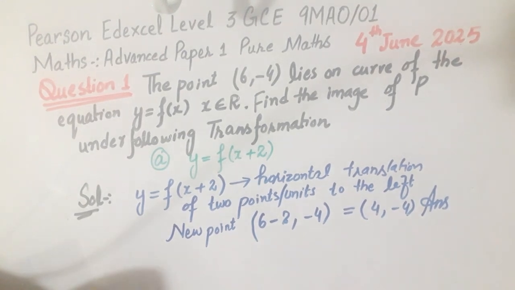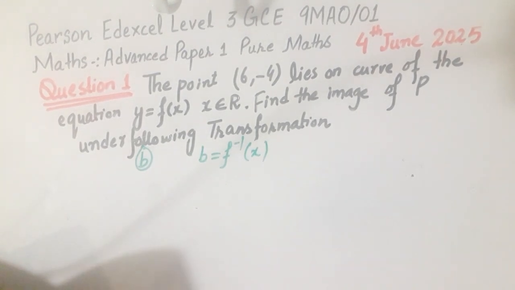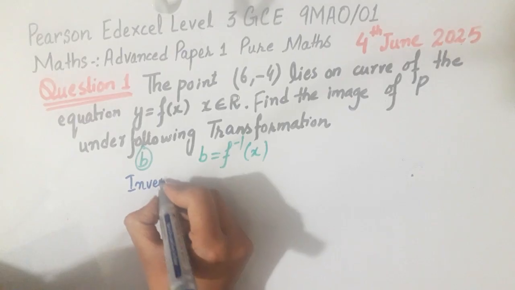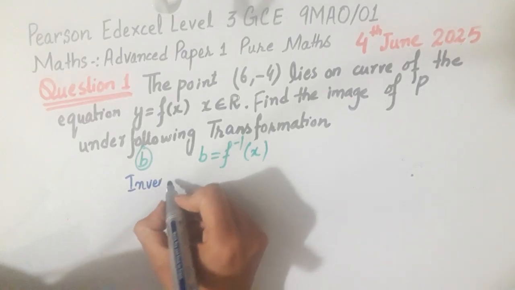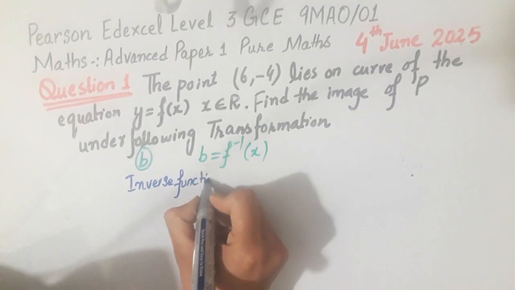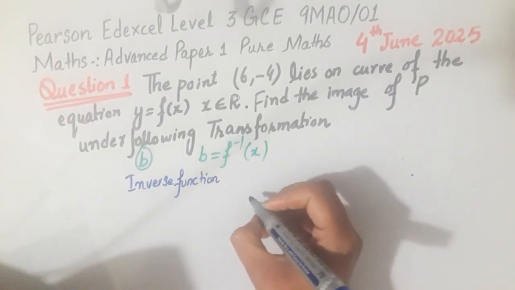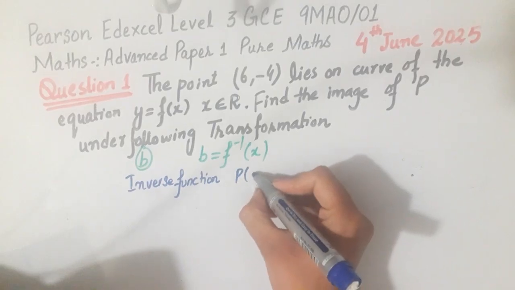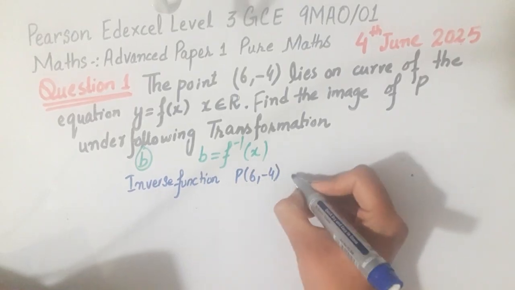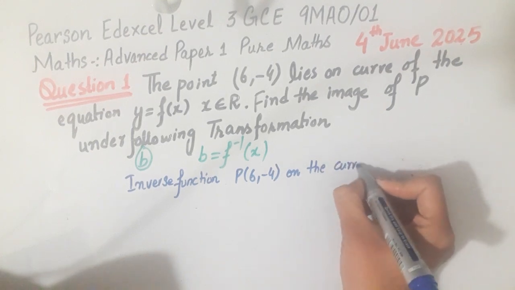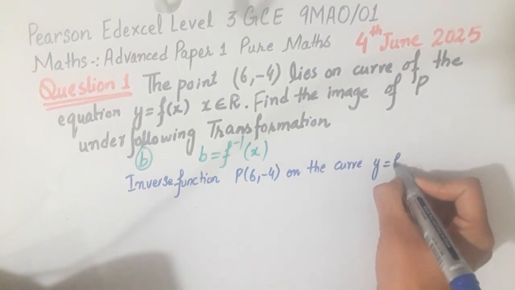Now we will solve the B part. In the B part, you have to find the inverse function. So we will solve this for the inverse function. It means the initial point P, 6 and minus 4, is on the curve y equals f of x.